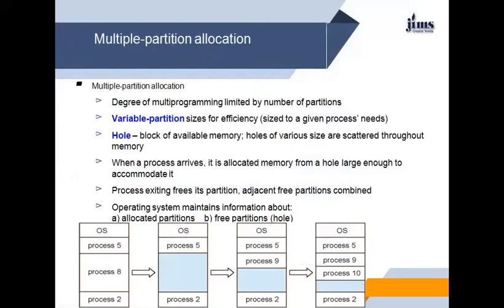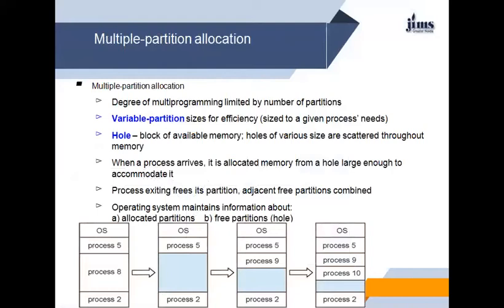Now we will see in this figure multiple partition allocation. First of all, the degree of multiprogramming is limited by the number of partitions. There are variable partitions, sized for efficiency to the size a given process needs. Here we can see different sizes: process 2 has some size, process 5 has some size, process 8 has a big size. So you can see the variable partitions here.